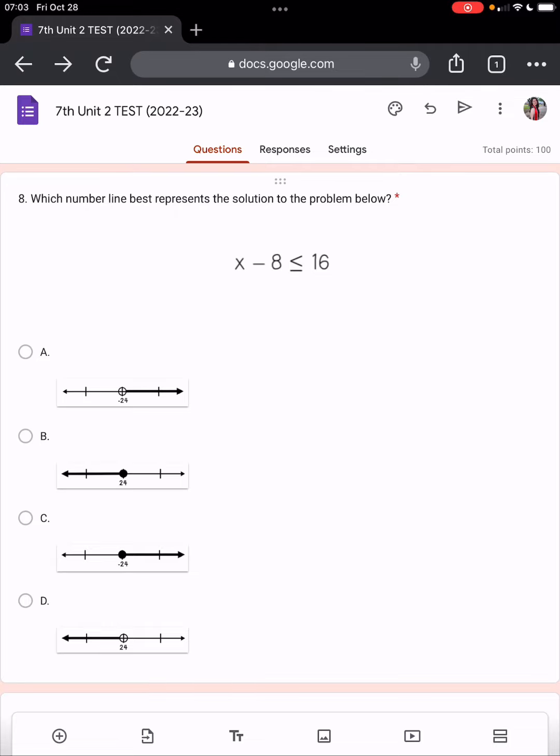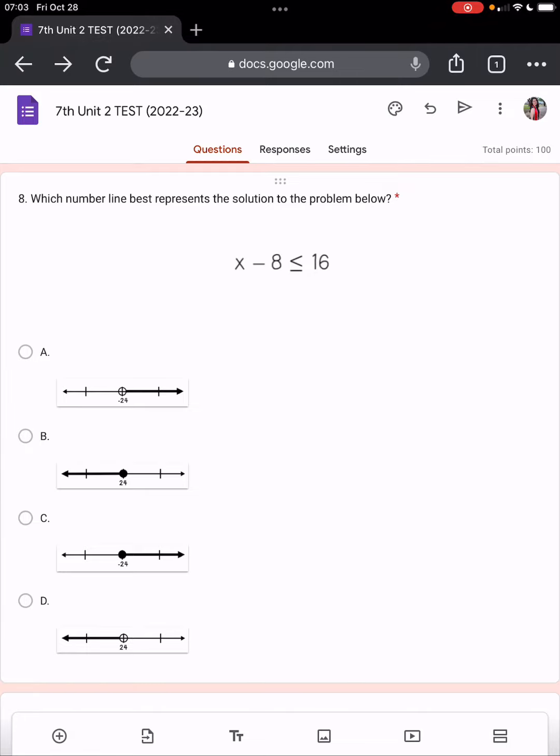For number 8, I will read the question and then describe the answer choices. Number 8. Which number line best represents the solution to the problem below? The problem is x minus 8 is less than or equal to 16.